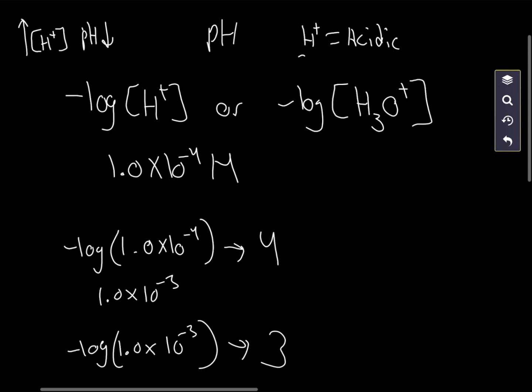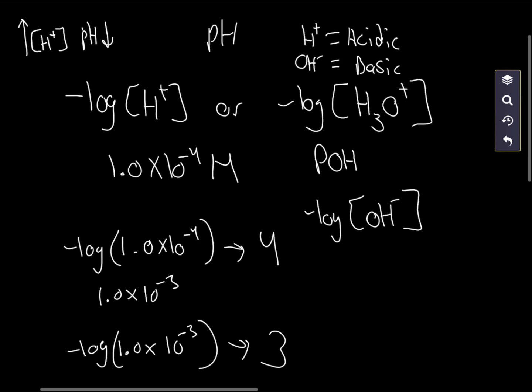However, remember when we said that things that release OH minus ions are basic? Well, just like how you can use the concentration of H plus ions to calculate the pH, you can calculate the pOH, which is just the negative log of the concentration of OH minus ions. So let's say your concentration of OH minus is 1.0 times 10 to the negative 8.